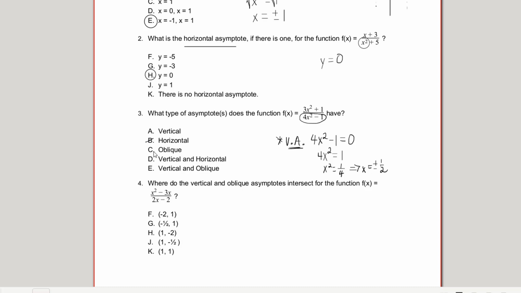B is out because it only says horizontal. C only says oblique. D is a possibility and E is a possibility. So we've got to see, do we have a horizontal? That would be the next one I would check.